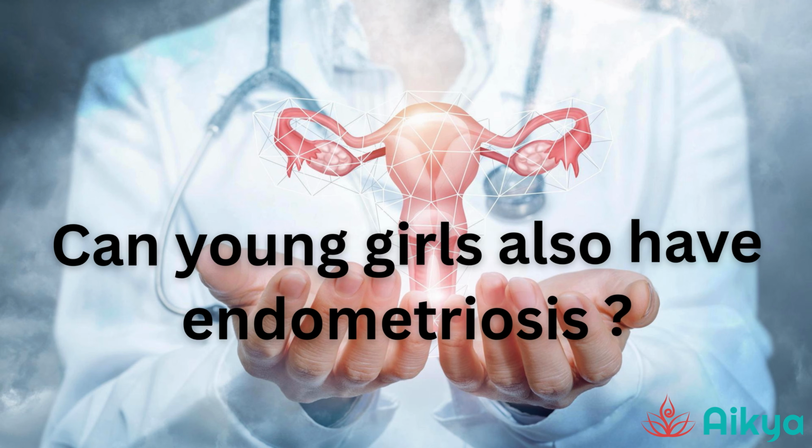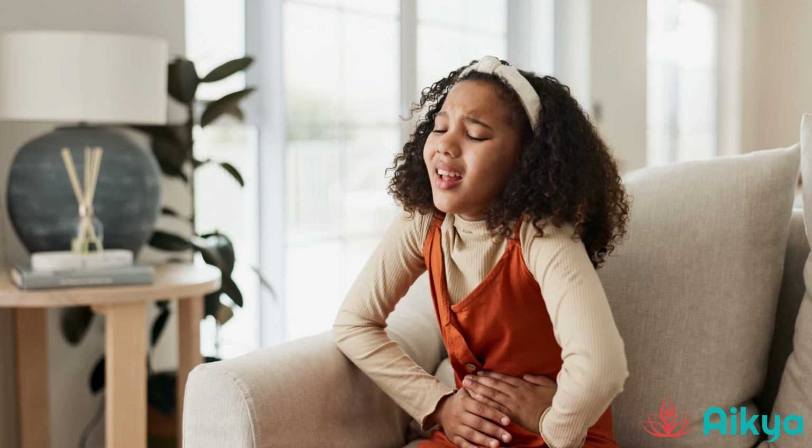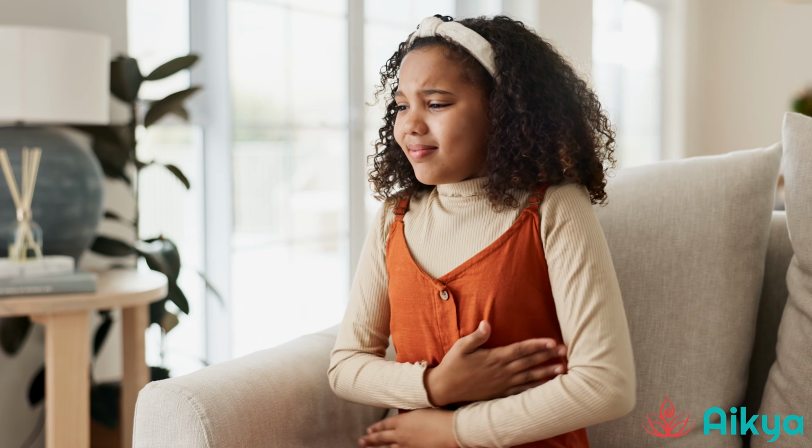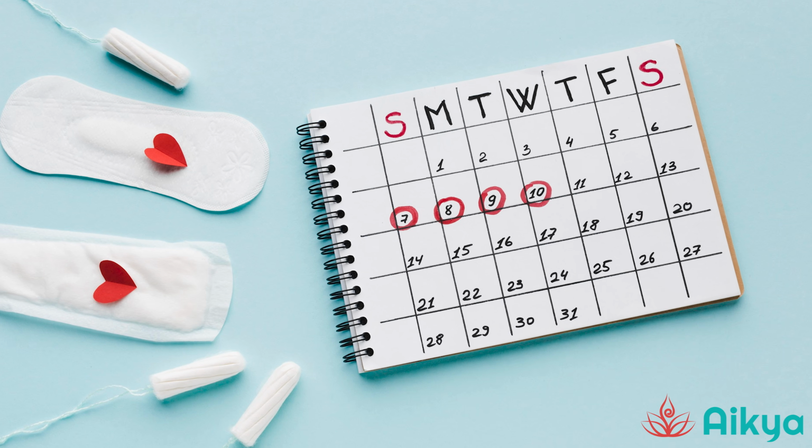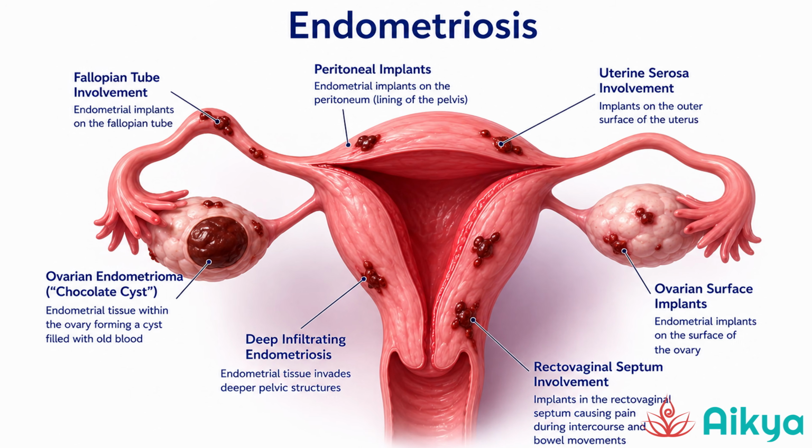So, can young girls also have endometriosis? Yes, they can. We have seen patients as early as 15 to 16 years of age with endometriosis. If her menstrual period is very severe and progressive, that means every month we are seeing increased intensity and pain, and if the girl is not responding to simple analgesics, then it could be related to endometriosis. She is not faking. There can be something abnormal.